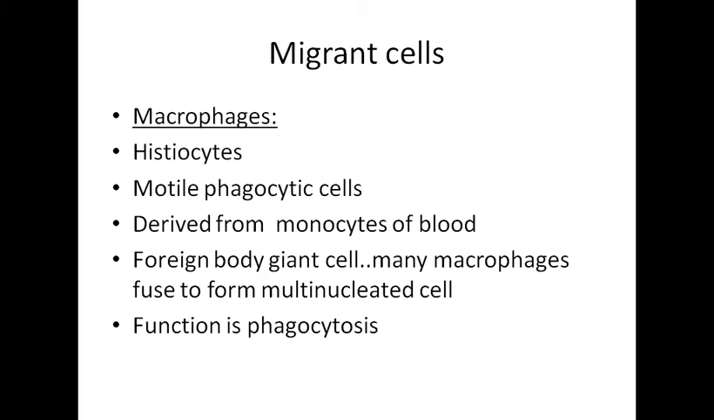The first example is of macrophages, and I think all of you know what its function is. The other name is histiocytes. These are motile phagocytic cells derived from monocytes of blood. Important: a foreign body giant cell is formed when many macrophages fuse together to form a multinucleated cell, right?